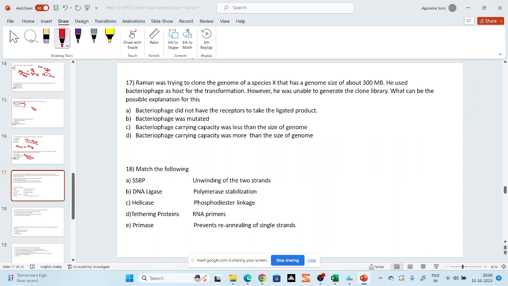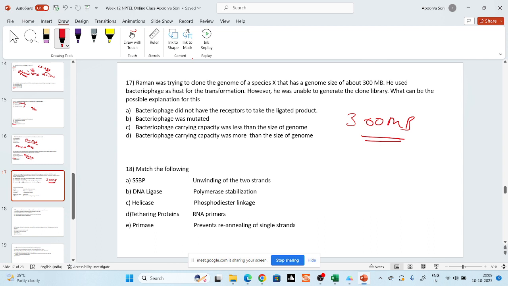Okay. Raman was trying to clone the genome of a species X that has a genome size of about 300 MB. He used bacteriophage as host for transformation. However, he was unable to generate the clone library. What can be the possible explanation for this? Bacteriophage did not have the receptors to take the ligated product. Bacteriophage was mutated. Bacteriophage carrying capacity was less than the size of the genome, or bacteriophage carrying capacity was more than the size of the genome. What do you think is the answer?